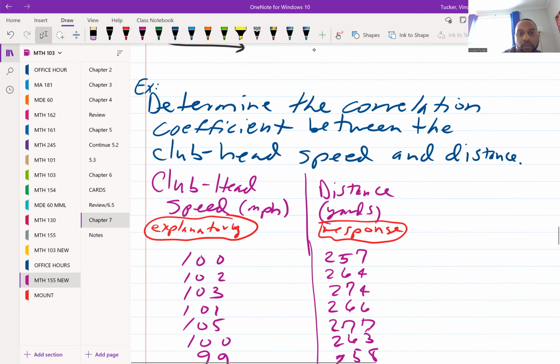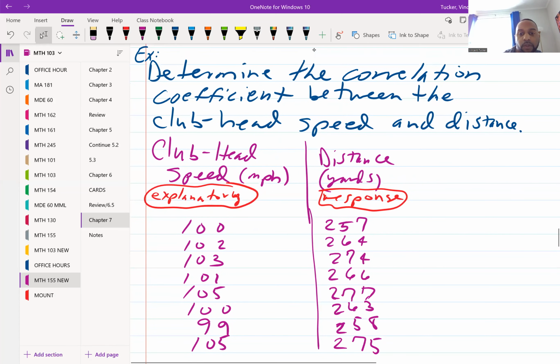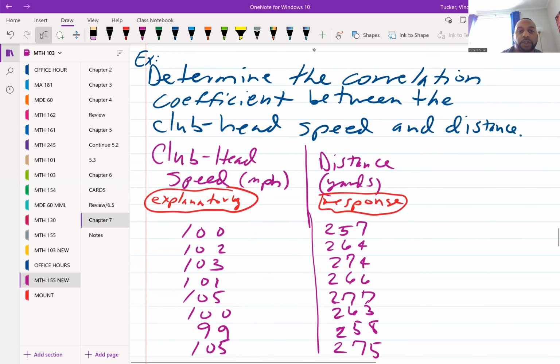All right. So here, we're looking at finding the correlation coefficient between club head speed and distance. What we have here is a golfer. Club head speed is how fast he is swinging his golf club, or how hard he's swinging it. And then the distance is how far the ball travels once he actually hits the ball.